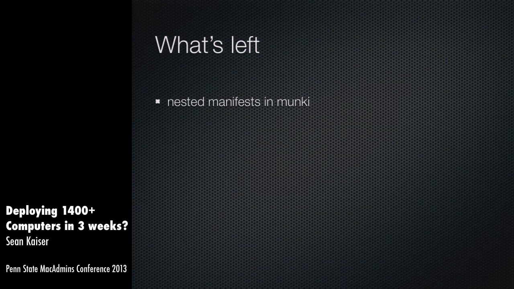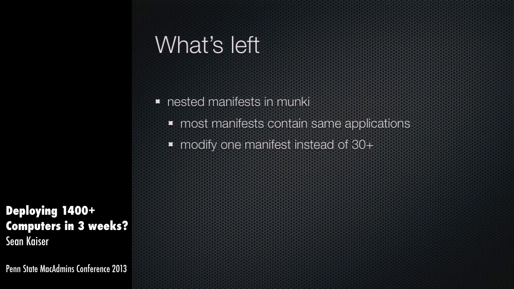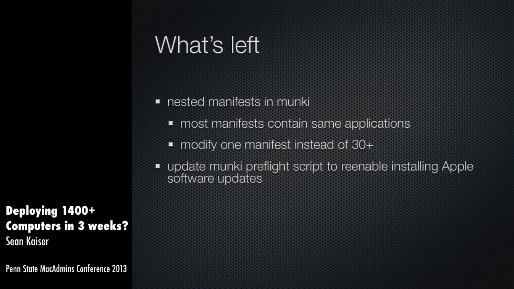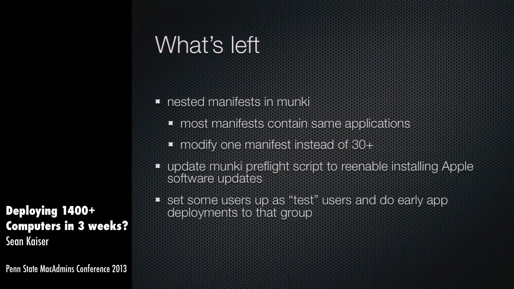Things that I had left to do: nested manifests in Munki. As I mentioned, I've got 40 or so manifests, but for the most part, I'm installing Firefox on all of them. I'm installing Chrome on all of them. I want to include my standard manifests and all of my custom manifests. That'll let me modify one instead of all of them. I want to turn on Apple software updates for all my clients so that they can get updates. Set up a test group so that we can do guinea pig stuff. And again, I'm going to use the help desk to do that.